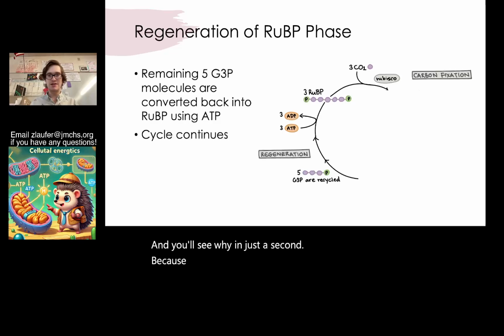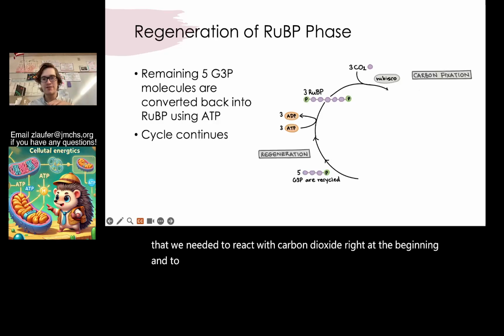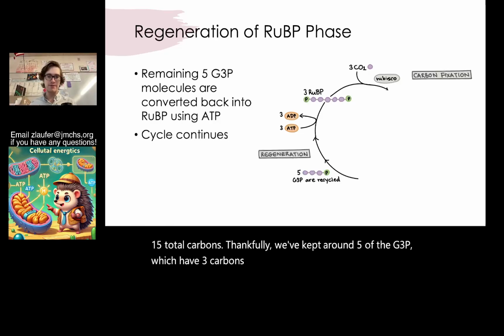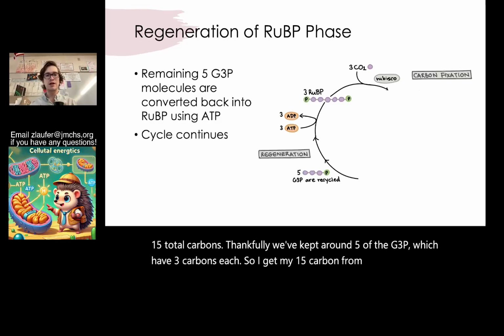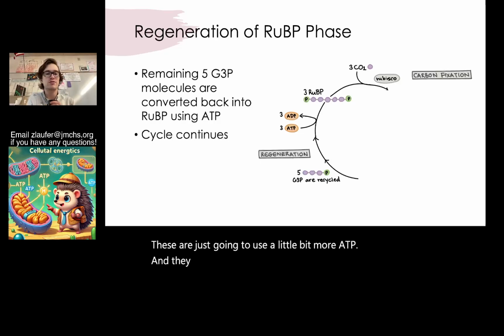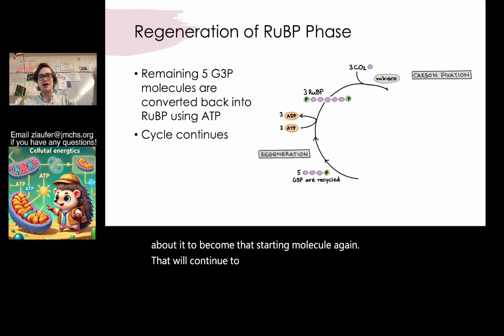Because now we are at the regeneration of RUBP, that molecule that we needed to react with carbon dioxide right at the beginning. And to make 3 of those 5 carbon molecules, I need 15 total carbons. Thankfully, we've kept around 5 of the G3P, which have 3 carbons each, so I get my 15 carbon from there. These are just going to use a little bit more ATP, and they just undergo a conversion. You don't need to worry about it to become that starting molecule again. That'll continue to react. It'll again go through, react with CO2, and the cycle will continue.